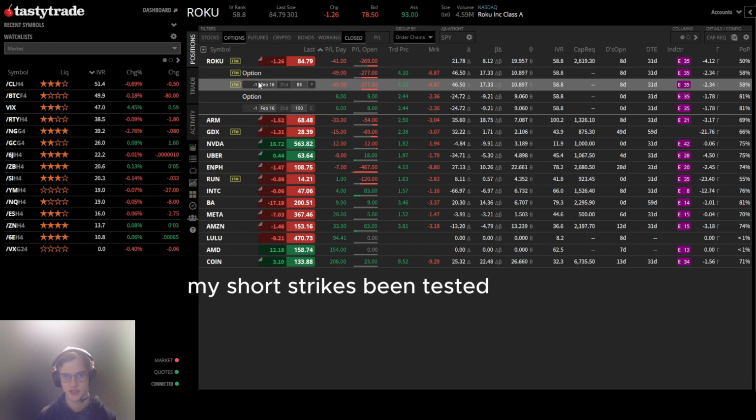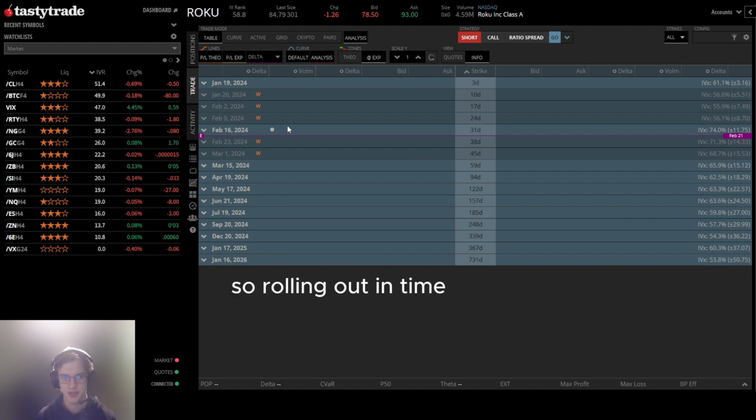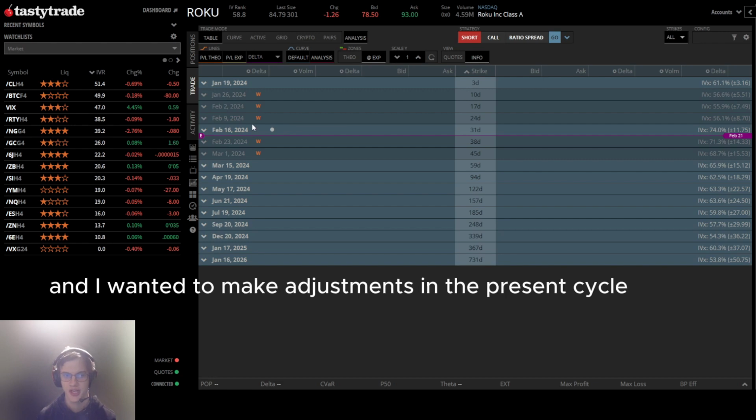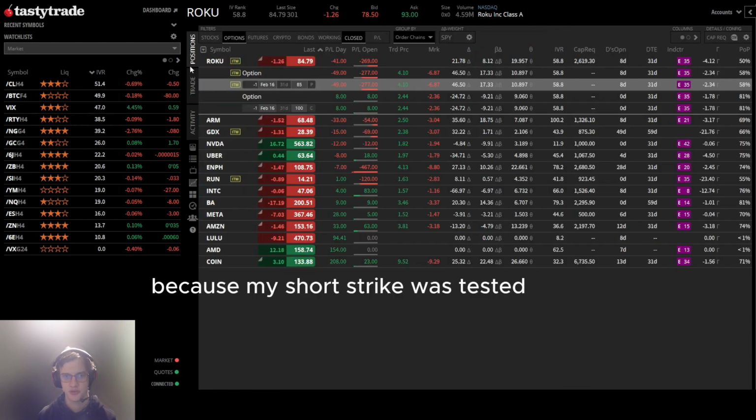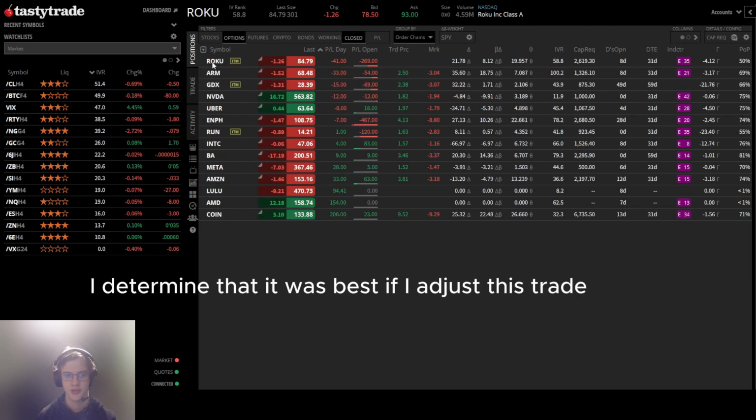My short strike's been tested, I wanted to reduce my directional risk, and we also have earnings coming up at the end of the February cycle, so rolling it out in time would mean that I'd be behind earnings, and I wanted to make adjustments in the present cycle. Because my short strike was tested, I determined that it was best if I adjust this trade.